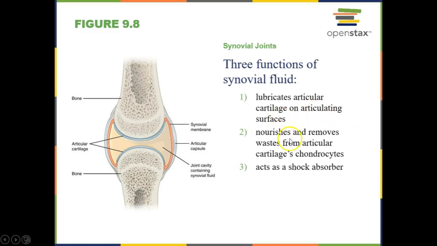So I mentioned some of this already, but synovial fluid acts as a lubricator to help the bones move past each other easier. It nourishes the cartilage, so it feeds the cartilage, gets rid of waste from the cartilage, and it acts as a shock absorber. So the bones don't hit each other when there's compression occurring.